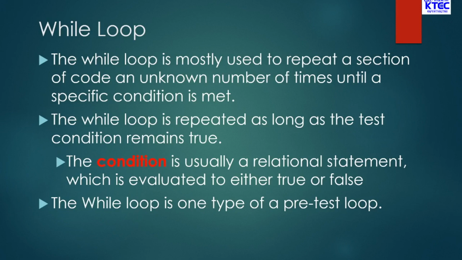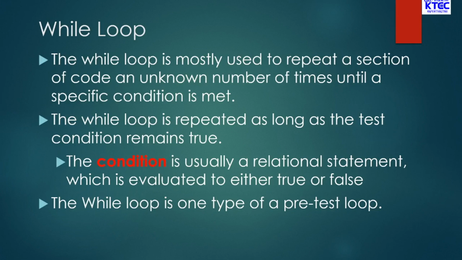While loop is used when the number of times you want a particular code to be executed, the iteration or the looping, the repetition, is unknown to you. That is when we use the while loop. So the while loop is repeated as long as the test condition remains true. The condition is usually a relational statement which is evaluated to either true or false. If the condition is true, keep repeating. If it turns out to be false, jump out of the loop and tell them whatever you want to tell them, depending upon the program.